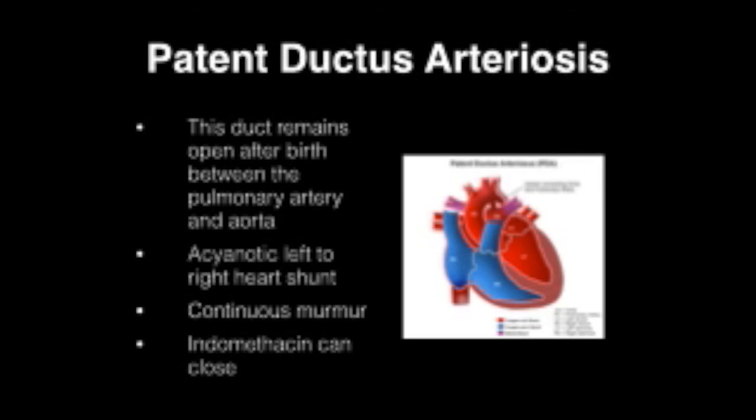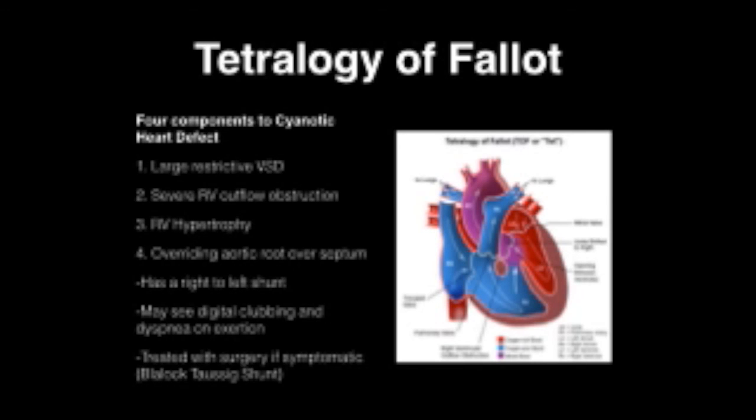The next thing we're going to focus on is tetralogy of Fallot. Tetralogy of Fallot is a constellation of basically 4 things with a cyanotic heart defect. And with any laundry list that you're trying to remember for the boards, remember this is not a written memory test. It is a multiple choice test. So just keep these in the back of your head as far as being able to recognize them on a list in a question. So the 4 components of the cyanotic heart defect are a restrictive VSD.